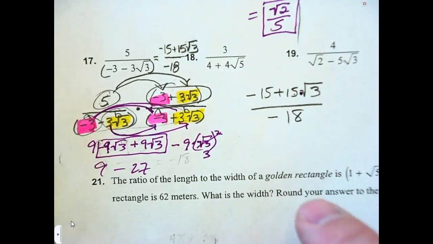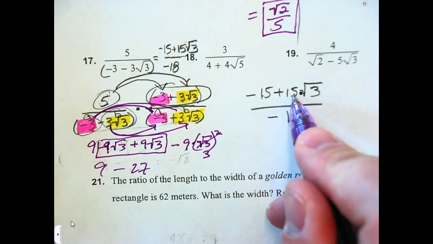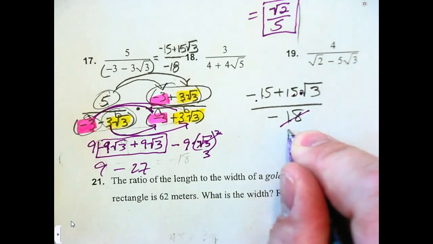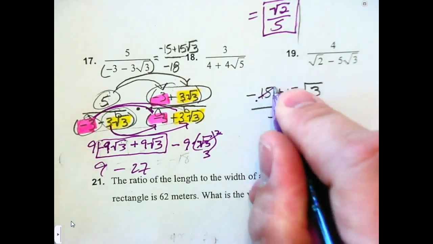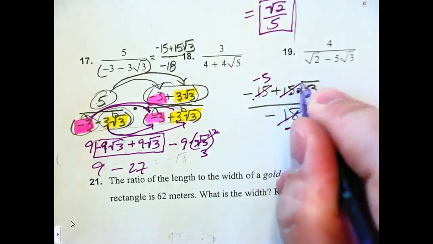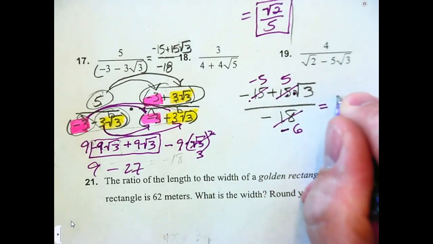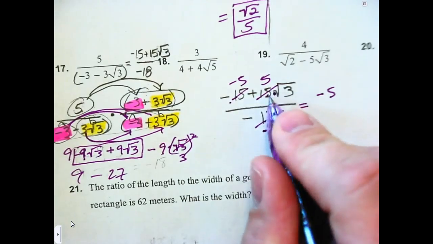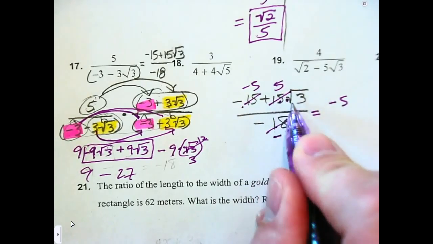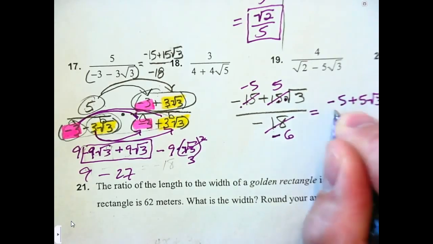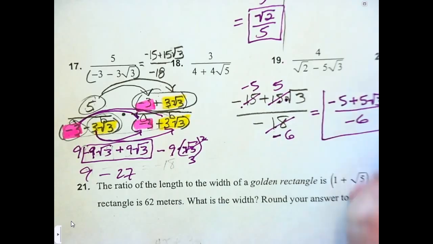There's one other thing you can do to this, though. Does anyone know what it is? You can simplify it. What goes into 18, 15, and 15? It has to go into all three terms. 3. So this would become negative 6. This becomes negative 5. And this becomes 5. No, the root 3 is attached to the 15. So when you do something to that 15, you're doing it to the root 3 at the same time. That is your answer.